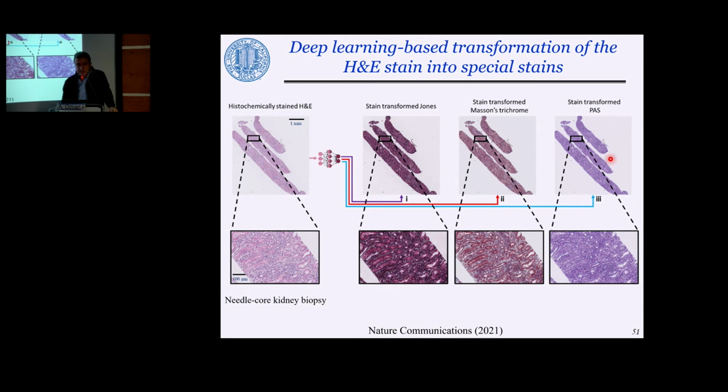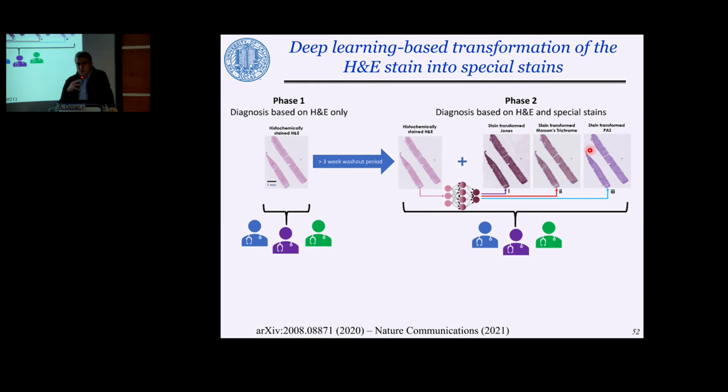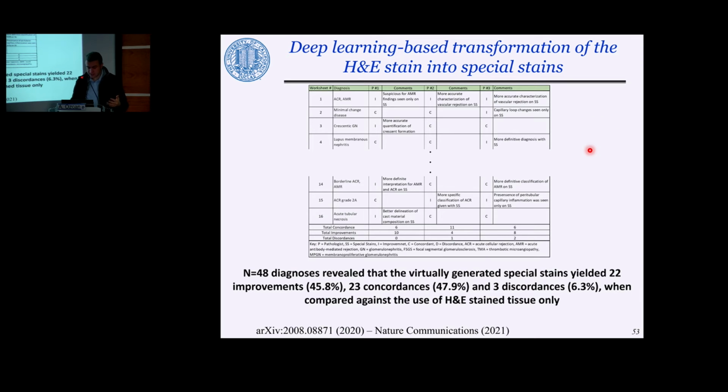What we're saying here, don't wait for special stains. We'll give the special stains instantaneously, which means as soon as you see the H&E, which is relatively fast, I can give you all of these. Do they help your diagnosis? Yes, it does. We've shown that with board-certified pathologists looking at a bunch of kidney disease patients. We've shown that based on H&E only diagnosis, if we give them H&E plus virtually transformed other stains, PAS stain, Masson's trichrome, Jones silver stain, they improve their diagnosis statistically significantly.